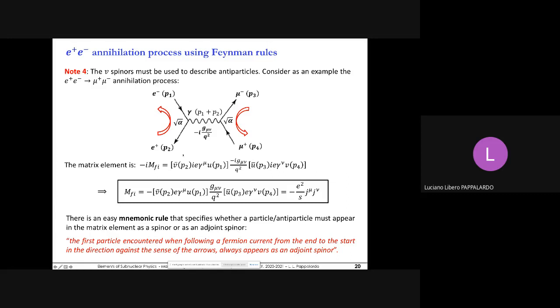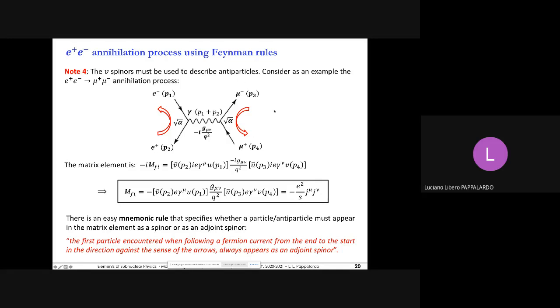So in this case, let's consider the initial state. In the initial state, the direction of the current is the one given by the arrows in the diagram, so from top to bottom. Now we take the opposite direction, from the bottom to top, as indicated by the red arrow. And the first object that you encounter going opposite to the flow of the current must be adjoint. In this case, the first object that you encounter in this bottom to top direction is the positron. So it is the antiparticle spinor that must be adjoint, and the other is not adjoint.